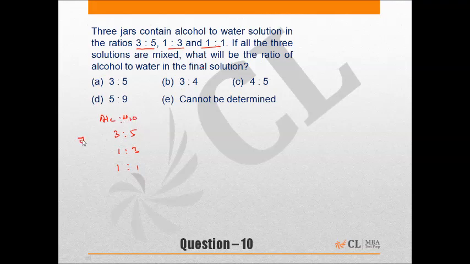Jar 1, jar 2, jar 3, I cannot assume them to have the same volumes if the question does not say it. So if the ratio of quantity is not given, I cannot find out what the final answer will be. Hence the answer has to be cannot be determined.